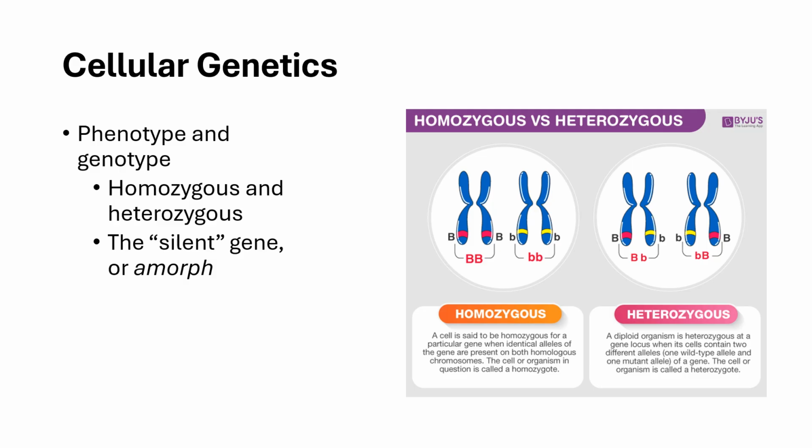Phenotype and genotype. The phenotype is the observable characteristic or trait of an organism, whereas the genotype is the genetic makeup of the organism, or the combination of the alleles. We have homozygous and heterozygous. Homozygous means that they have two identical alleles for a particular gene, and heterozygous means that they have two different alleles for a particular gene. There's also a gene called the silent gene, or an amorph, and this is a gene that produces no functional product, so it just kind of is there.